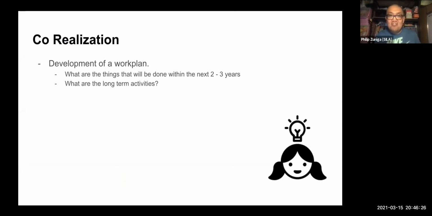Lastly, we need to develop a work plan. So what are the things that will be done by the lab within the next 2 to 3 years? So again, this is based on your purpose. And your purpose will be based on the gaps that you have identified. So that will be the core realization phase. We have to plan first before we do the implementation.